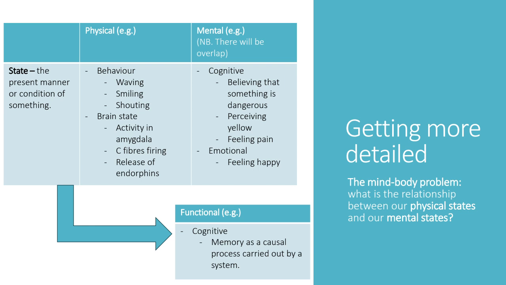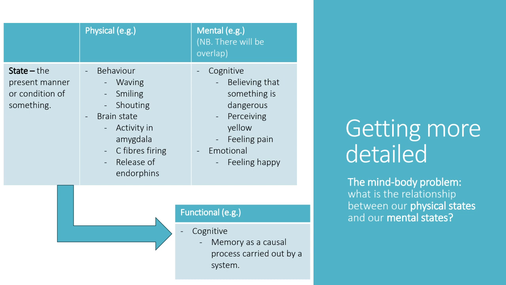Now, you could also say that you have mental states. So mentally, you are in a particular condition, or there is a present manner in which your mind is in. So it could be in a particular cognitive state. What is it that you're believing? What is it that you're perceiving? So you're believing that something is dangerous, or you're perceiving something yellow. You might be feeling something, like the sensation of pain.